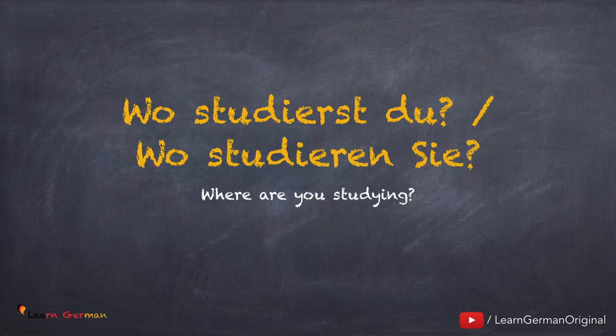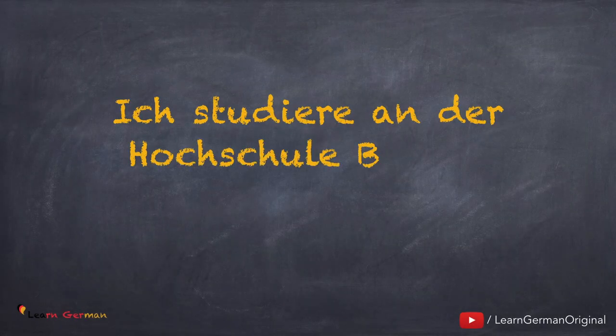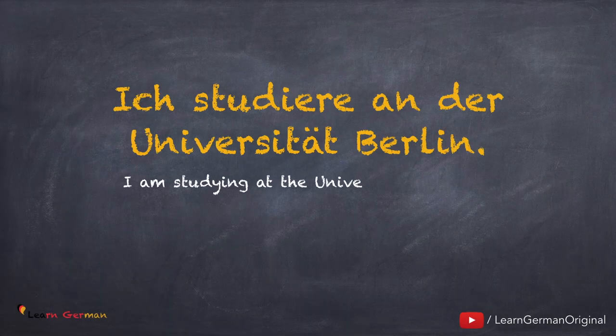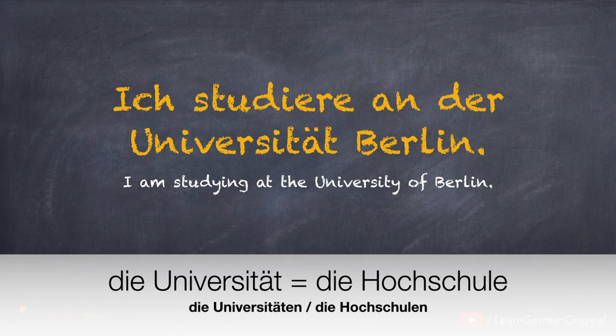Wo studierst du? Oder wo studieren Sie? Here are some possible answers. Ich studiere an der Hochschule Berlin. Or you can also say, Ich studiere an der Universität Berlin. Die Universität and die Hochschule are synonyms.